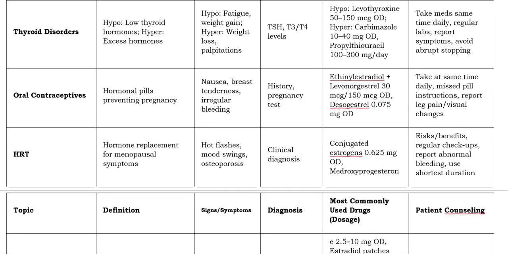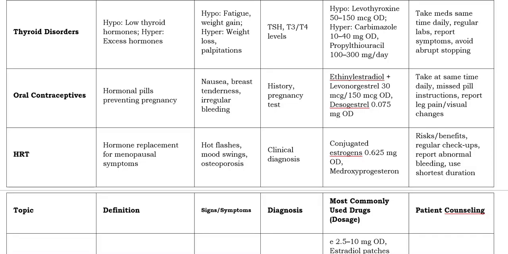What are the crucial counseling points for OCs, especially missed pills and risks? Absolutely vital. Take the pill at the same time daily for best effectiveness. Clear instructions on what to do if a pill is missed. This is critical. Very important. And advising patients to report symptoms that could signal rare but serious side effects, like sudden leg pain for DVT or visual changes. Safety first.